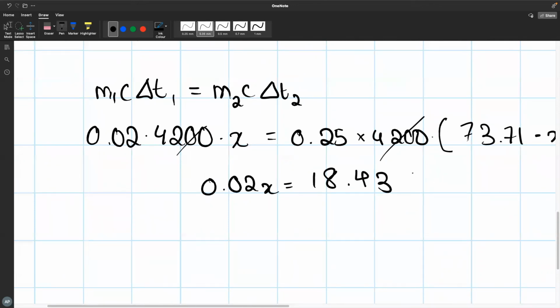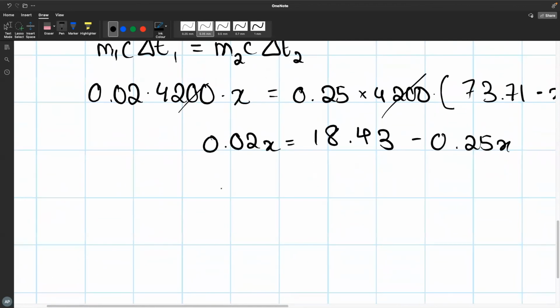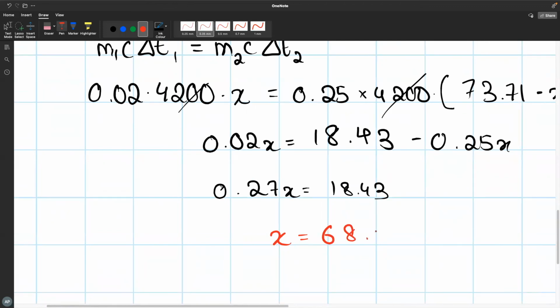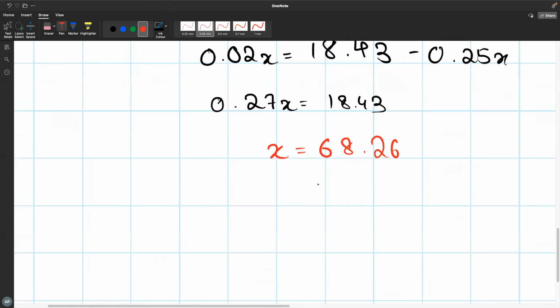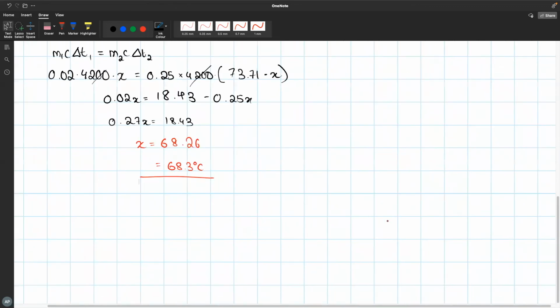and that gives us 18.43 minus 0.25x. Bring it all to one side, we get 0.27x is equal to 18.43, and then rearranging, x is equal to 18.43 divided by 0.27, 68.26 degrees, or in three significant figures, as is the norm, 68.3 degrees Celsius. And that is the final temperature of our solution that we have found for this question.